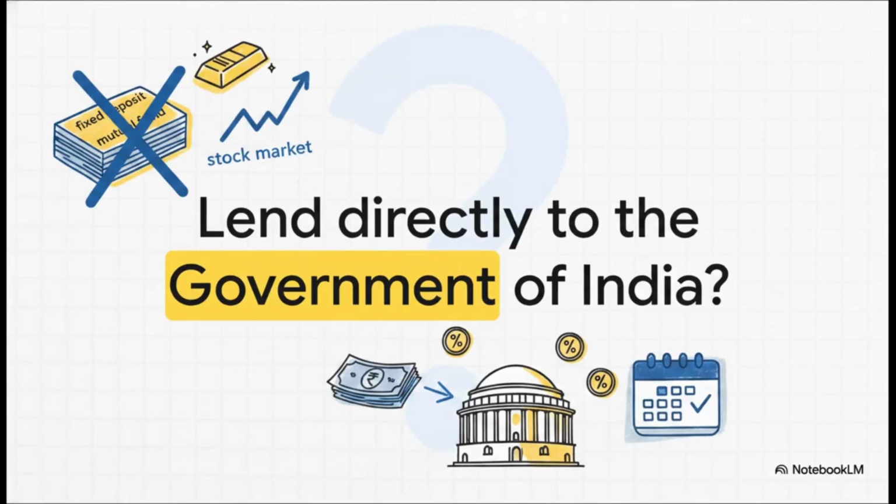When we think about investing our hard-earned cash, our minds almost automatically jump to the usual suspects, right? Fixed deposits, mutual funds, gold, maybe the stock market. But I want you to imagine something a little different for a second. What if you could just bypass those traditional routes entirely? What if you could lend your money directly to the government of India or even your state government, and in return, get a fixed interest rate for a set period? Well, that is the core idea behind government securities, and today we're unpacking exactly how this works for everyday investors like us.